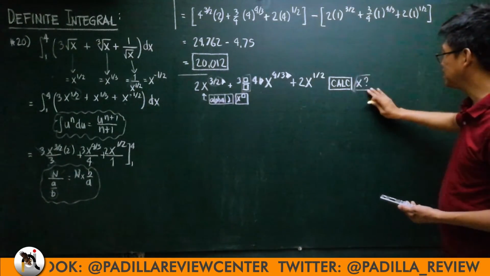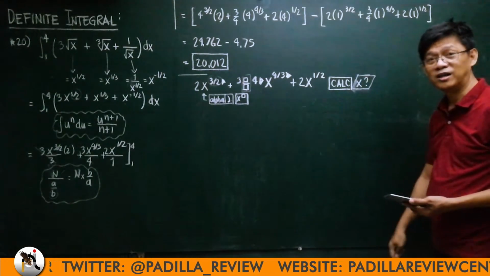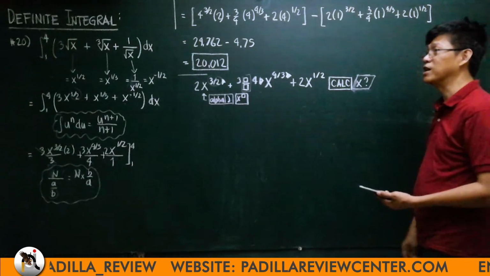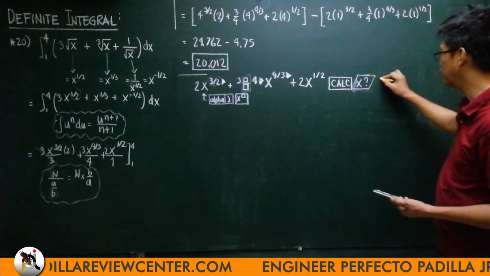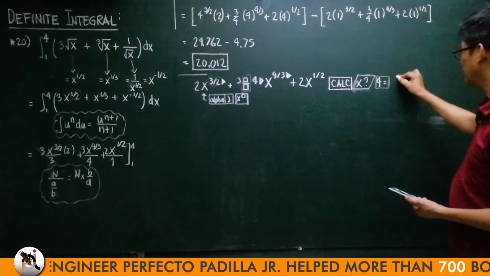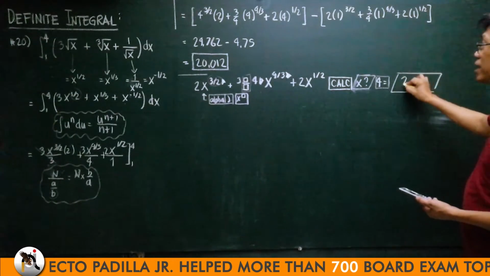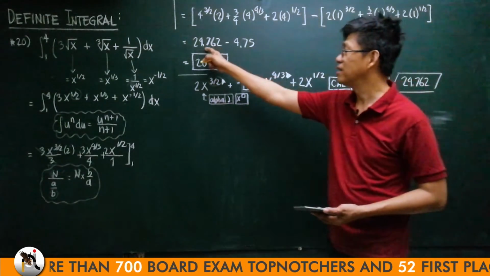This is the calculator display. What is your x? You input your trial value. The x that we want to substitute is 4. So press 4 equals. Your calculator will display 24.762. That is this one.